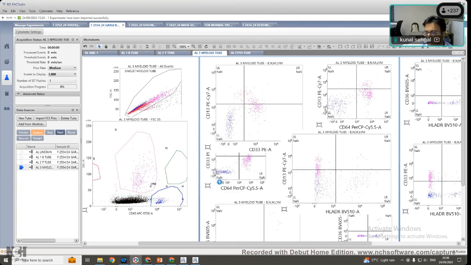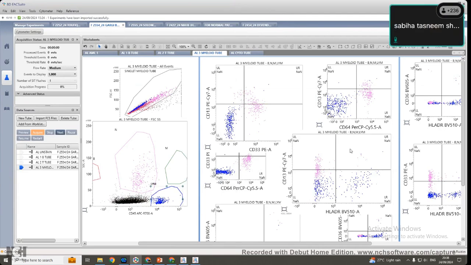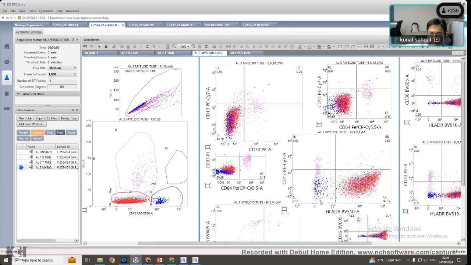HLA-DR is a marker, an MHC complex 2 marker, present on antigen presenting cells, APC. Which are the antigen presenting cells? Dendritic cells. Excellent. Monocytes, B lymphocytes. All these cells express HLA-DR. So normal B lymphocytes express DR. Hence, it is very common for a B ALL to also express HLA-DR.